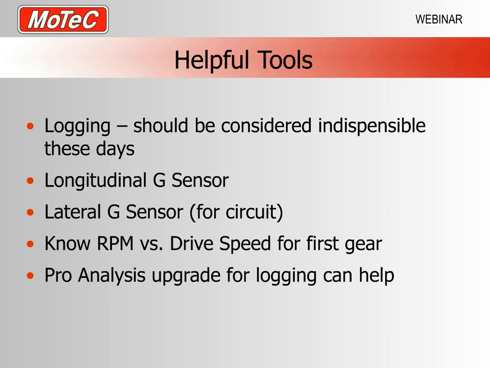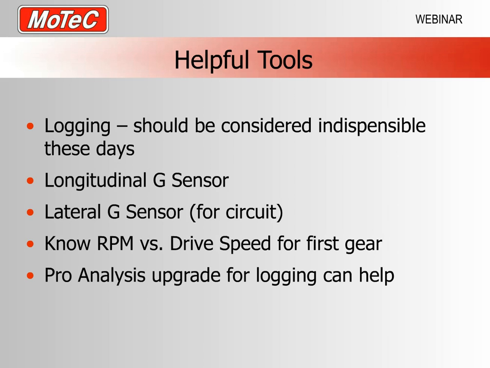Longitudinal G sensor, very, very helpful, but if you have the Pro Analysis upgrade for your device, you could think, well, longitudinal G's and ground speed rate of change are similar kind of thing, so instead of using longitudinal G's, I'm just going to look for the maximum speed change, or the maximum rate that the car will accelerate at.